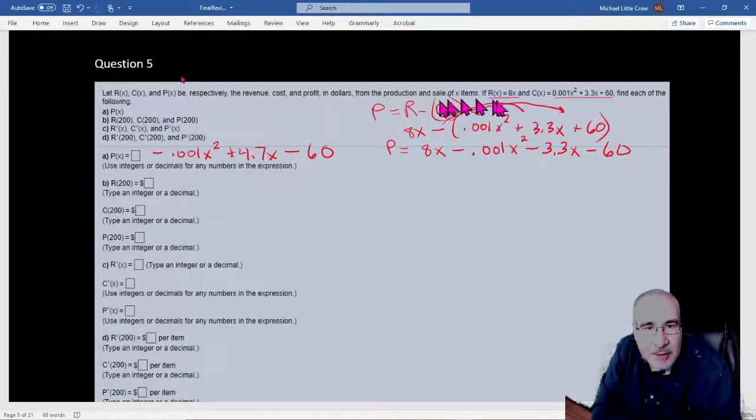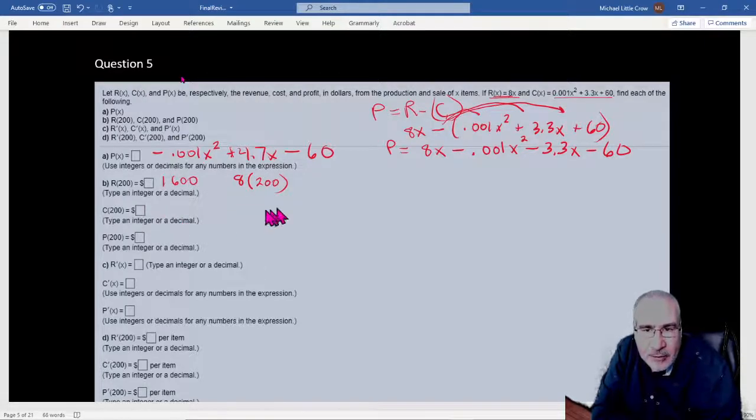So that's the revenue for 200. Okay, so revenue, we just have to remember revenue is just 8x. So to get the revenue, that's going to be 8 times 200. That's going to be $1,600. So we sell 200 of our whatever we're selling, $8 a piece. We end up with $1,600.